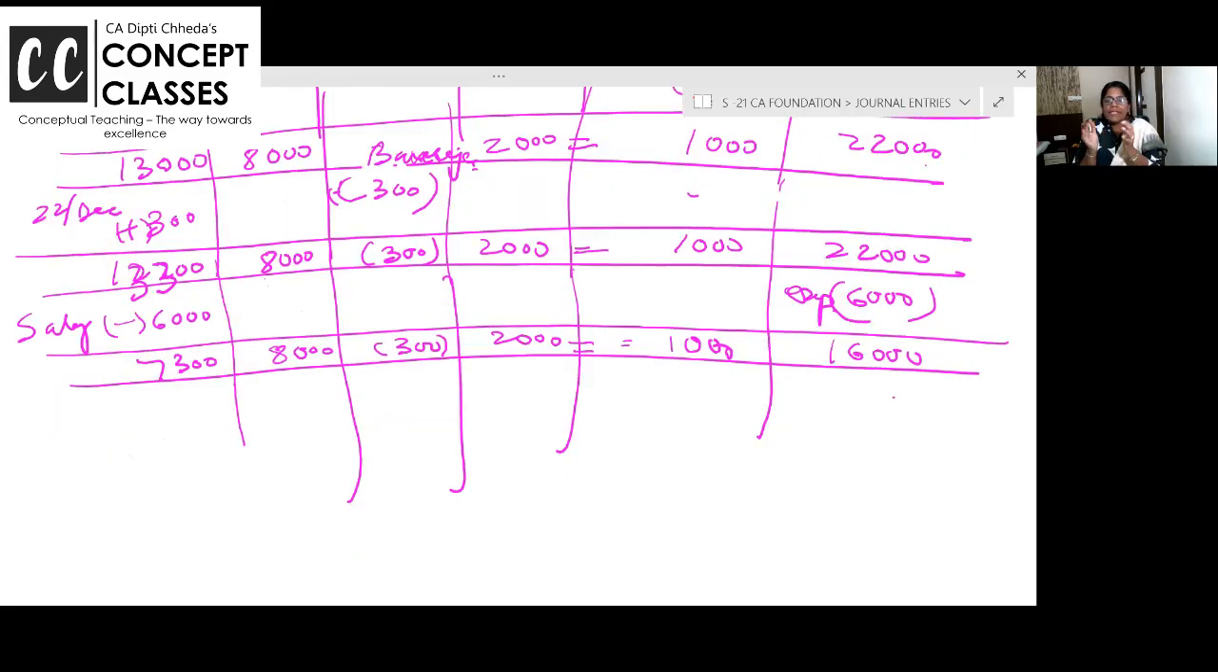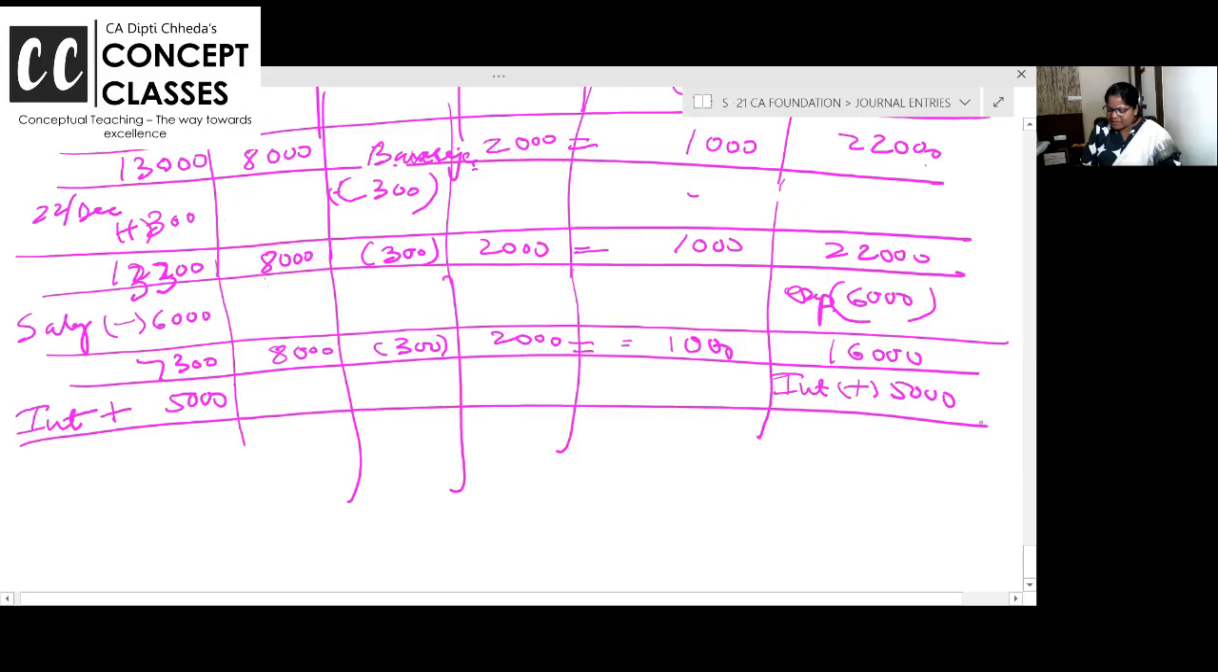Okay? Equation you have to practice to get a grip on. Journal entries, I am sure if I give you, you will pass it correctly. Now you have received interest. Plus 5,000 interest received in cash. Plus 5,000 in capital because when you receive interest, your income increases.